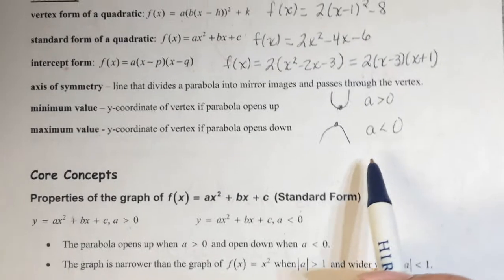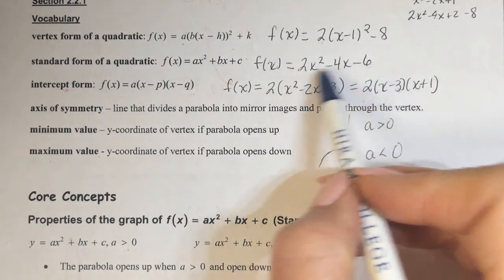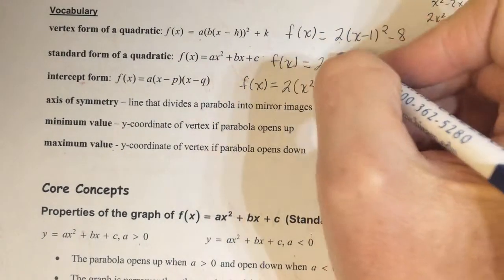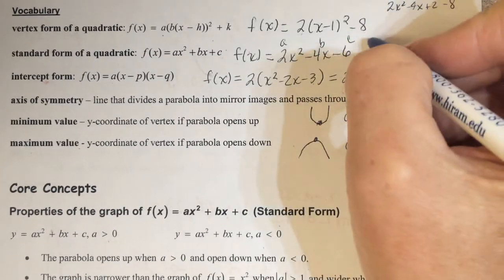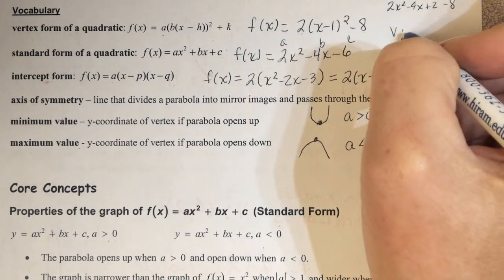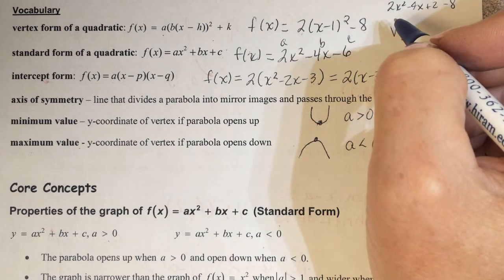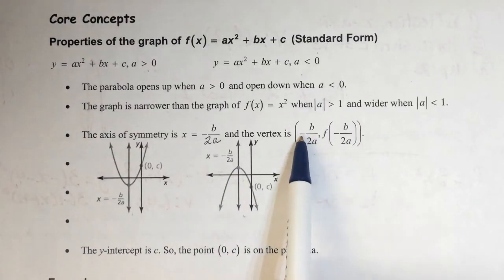All right, let's go back up here for a minute. Here's something in standard form. This is A, this is B, this is C. How did I say we find the vertex? We just said it down here. To find the vertex, it's going to be negative.